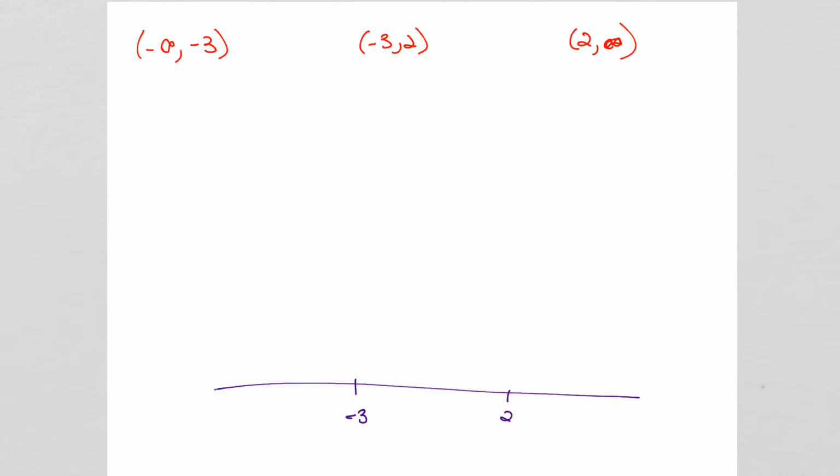Less than -3, we can put in -4, so we'll just say -4 minus 2 squared times -4 plus 3, and we're looking to see if that is less than or equal to 0. When you put that all in your calculator, you get -36, which is less than or equal to 0. Between -3 and 2, the easiest to put in would be 0.